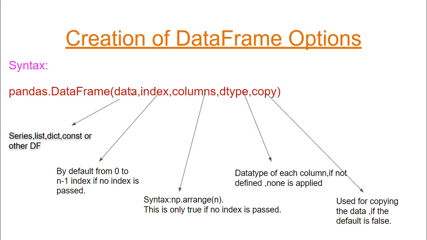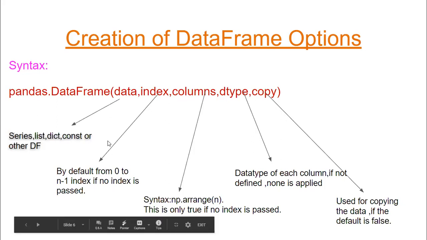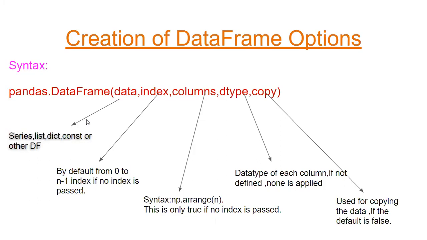So that is called the data. Then index: by default, if you want to specify, you can give the index. Suppose you didn't give any index, by default the index will be taken from 0 to n minus 1. N minus 1 means, suppose you have 5 values, that means 5 minus 1, 4, because it starts from 0. So 0 to n minus 1 index if no index is passed.